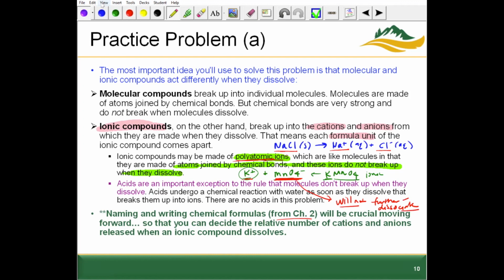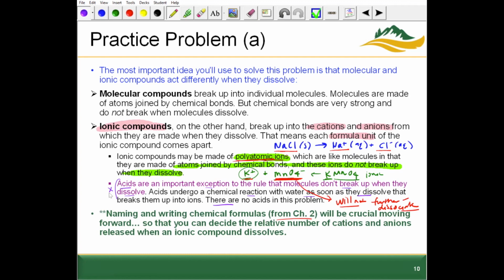I've been mentioning we're going to come back to acids. So acids are an important exception to this rule that molecules don't break up when they dissolve. Acids instead undergo a chemical reaction with water. As soon as they dissolve, that does break them up into ions. In our problem so far, just at the beginning of chapter 4, we're not really focused on acids and bases yet.